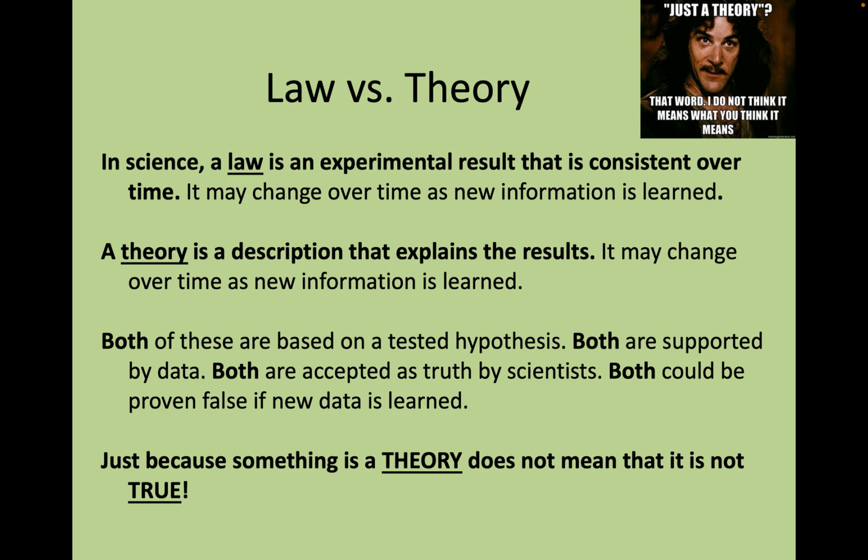Both of these, you'll see it says it may change over time as new information is learned. Both a law and a theory are based on experiments. They have been tested. Both have data to support them. Both are truth. And both could be proven false if there's new data. So when you hear theory, it means something different in science. It is equally as true as a law. Just a law is kind of like math, whereas theory is more like a description, words.